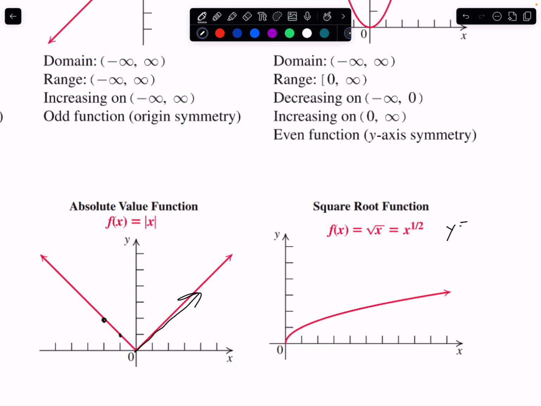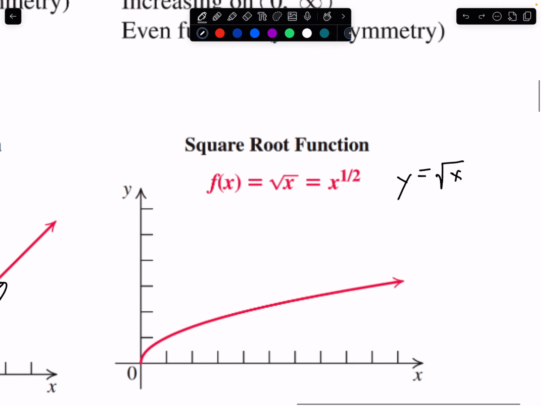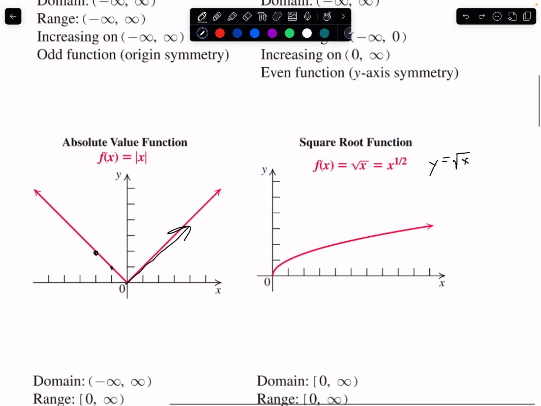Now, the form is y equals the square root of x, or alternatively x to the 1/2 power. It means the exact same thing. It's just different notation for the same thing. Sometimes it's more convenient to write things with these fractional powers because that helps us do operations with them. But sometimes it's more convenient to see it like this because that helps us visualize what's going on.